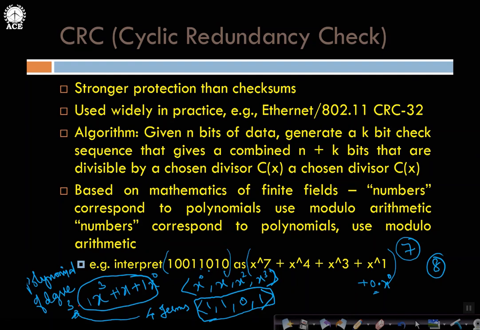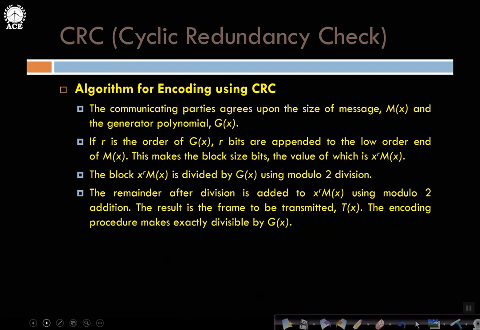This is the first point. Every data set can be represented by a polynomial. So data bits and check bits can be represented by a polynomial. That is the first point you have to understand. Next, what is the algorithm for CRC? Please understand. First, the communicating parties agree upon a message M of x.